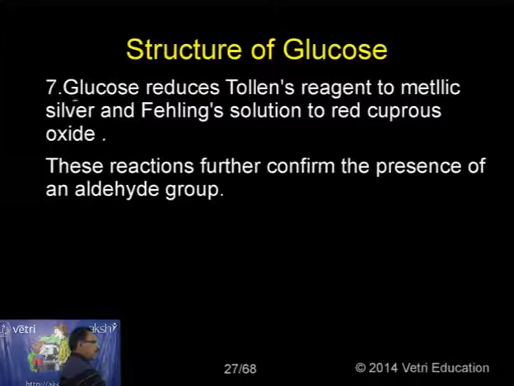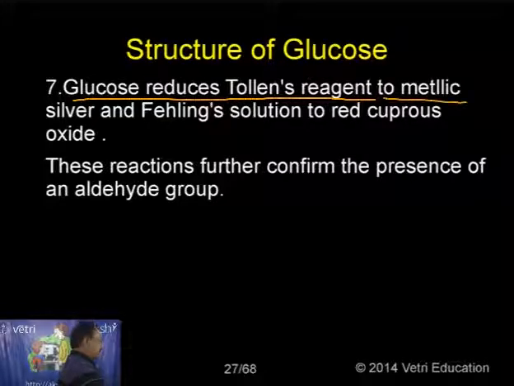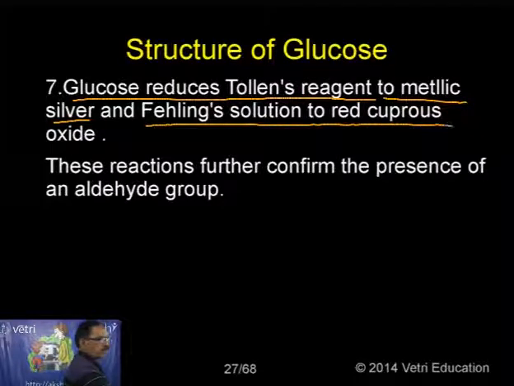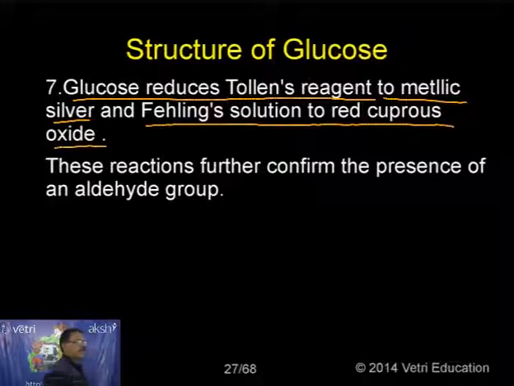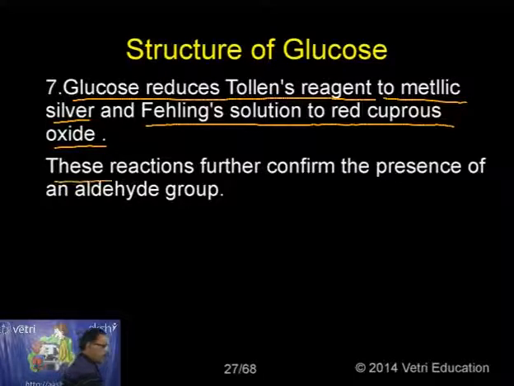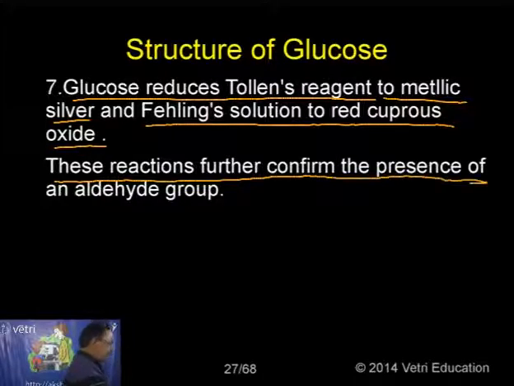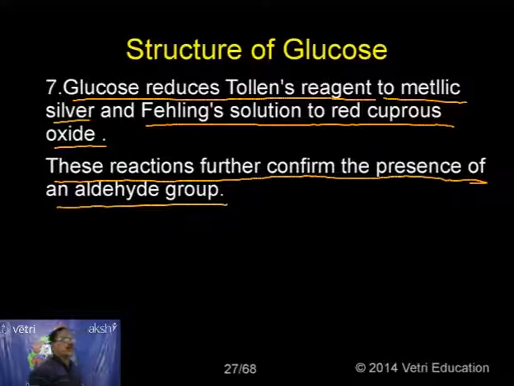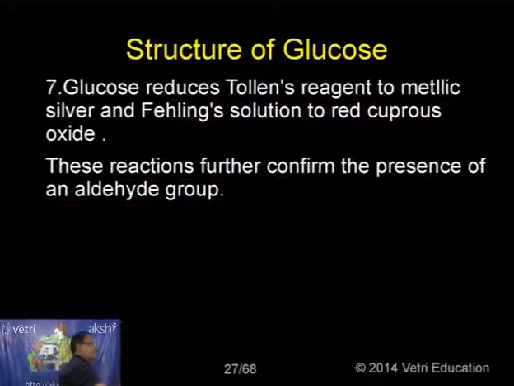Glucose reduces Tollens reagent, ammoniacal silver nitrate, to metallic silver, bright silver, and Fehling's solution to red cuprous oxide. This is the characteristic test for carbohydrates. So glucose reduces Tollens as well as Fehling's solution. These reactions further confirm the presence of an aldehyde group. We have already proved that there may be an aldehyde group, so again it is proved by the reactions in step 7.